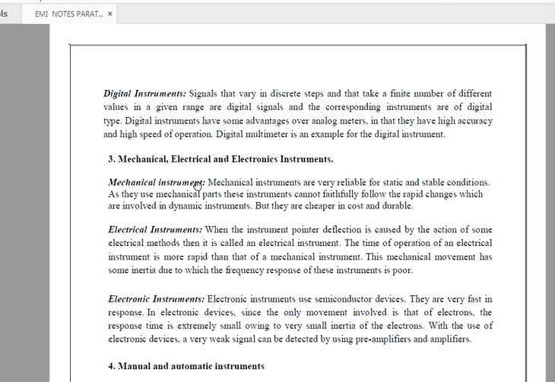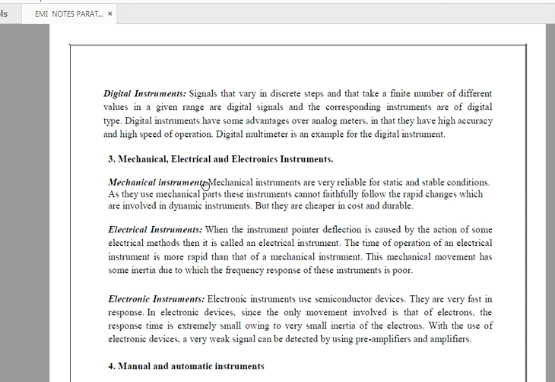Digital instruments have some advantages over analog instruments in that they have high accuracy and high speed of operation. The digital multimeter, which we use in a laboratory, is an example of a digital instrument. Thirdly, we will discuss mechanical, electrical and electronic instruments.